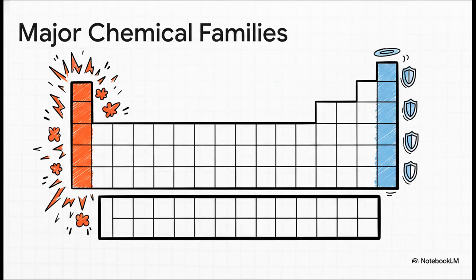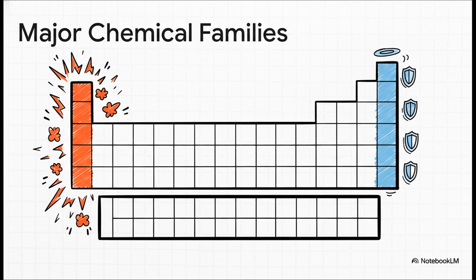For instance, everything in Group 1, the alkali metals, they're all super reactive. They're just desperate to give away an electron. But then you look at Group 18, the noble gases, and they're the total opposite: stable, aloof, and they do not want to react. Their spot in that column basically tells you their entire personality. It's a family resemblance, written right there in the language of chemistry.